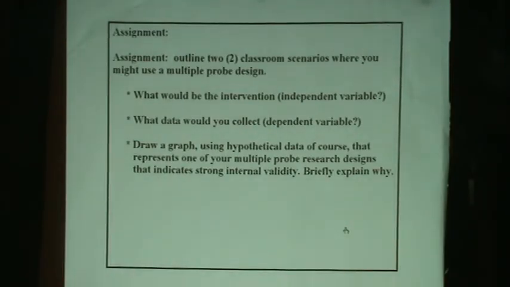And here is your assignment. You can outline 2 scenarios. This is the typical one that we've been doing. What would be the intervention, what would be your dependent variable, and then draw a graph demonstrating multiple probe research design that indicates good, strong internal validity.